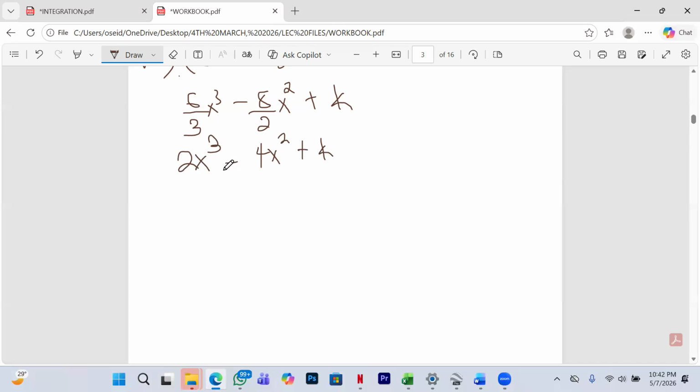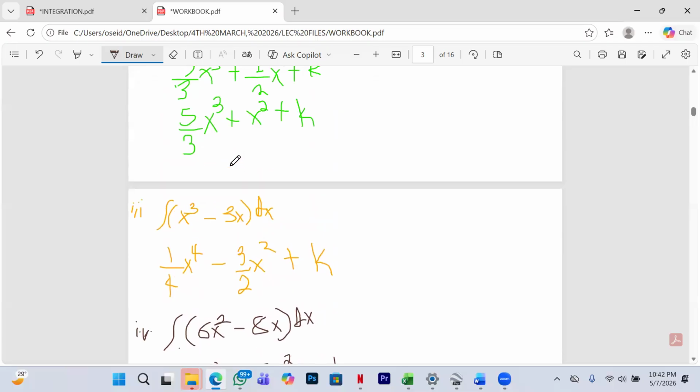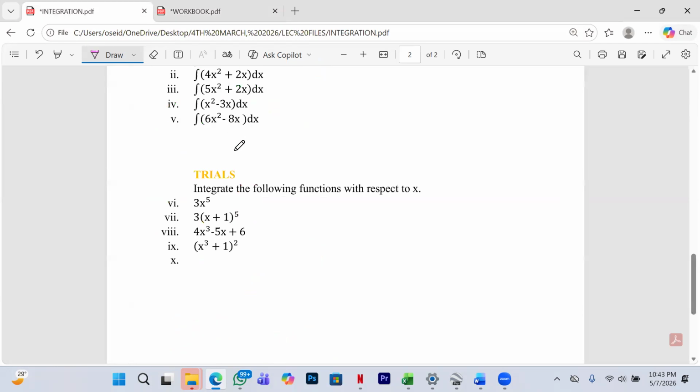But please, let's take note of the operational signs when you are dealing with it, because at some point in time you will be given both. You can get a function to integrate where you have both addition and subtraction. So when you are integrating that, please take note of how you go by such functions, because sometimes you might interchange the signs.